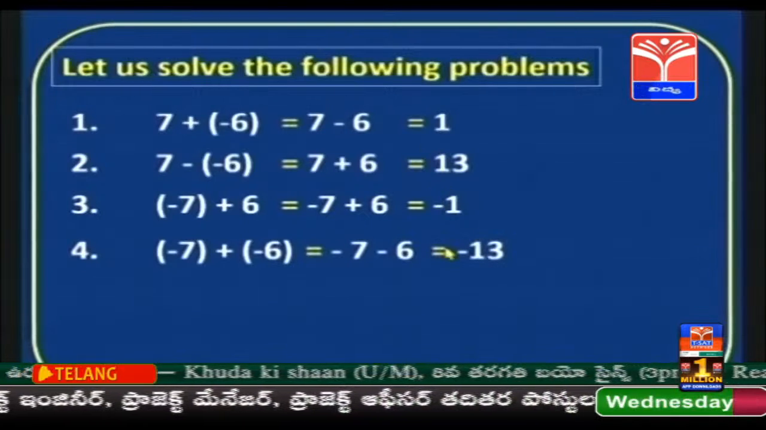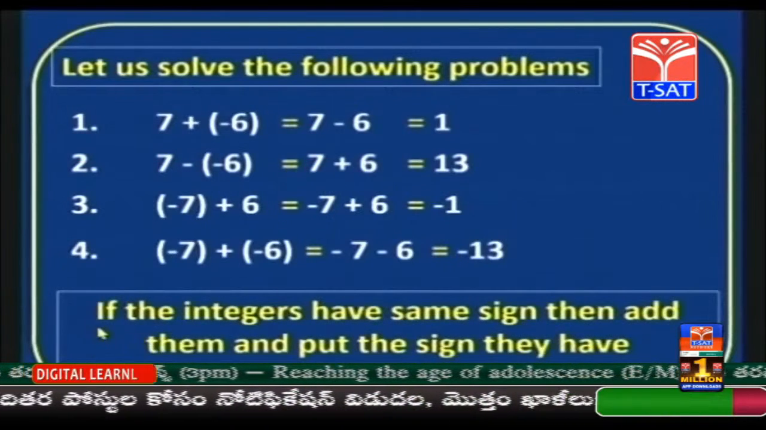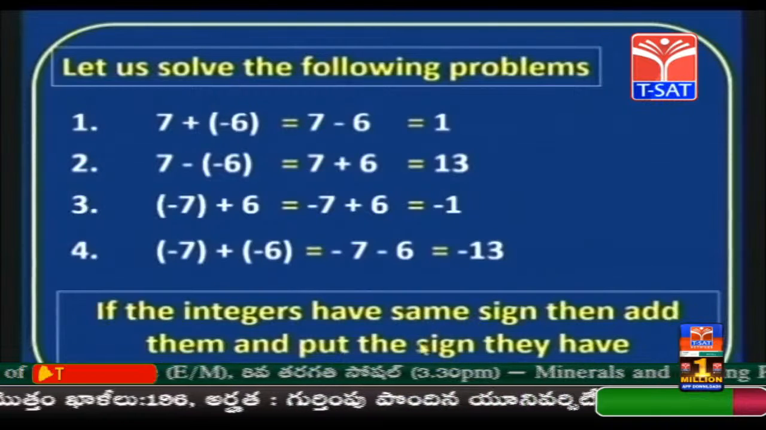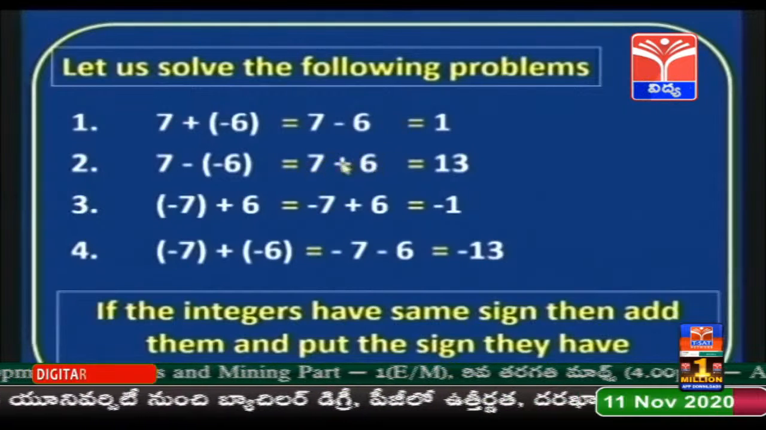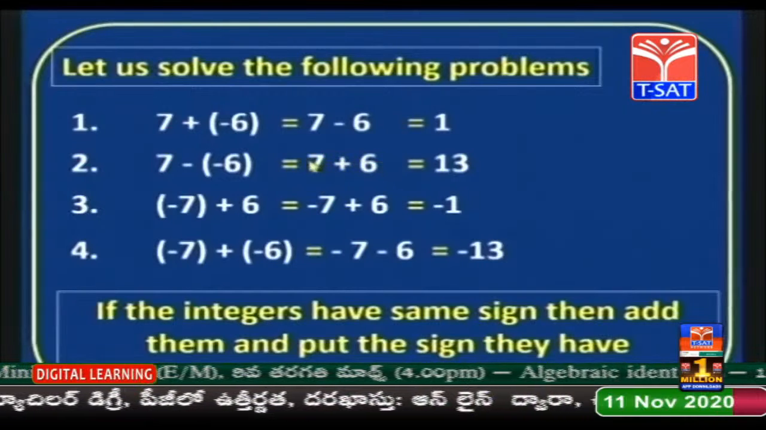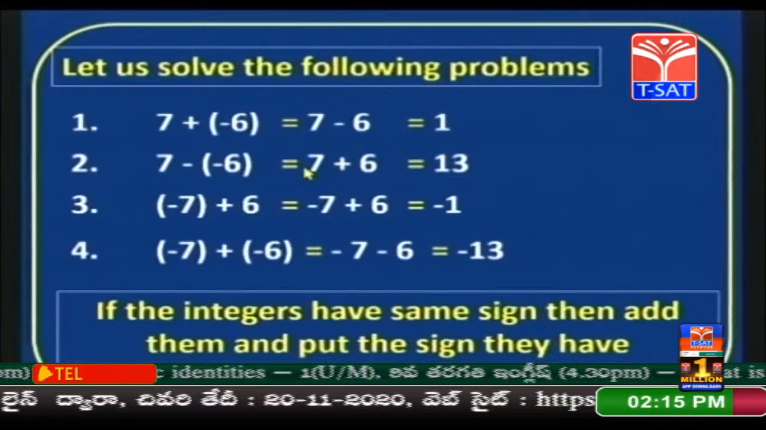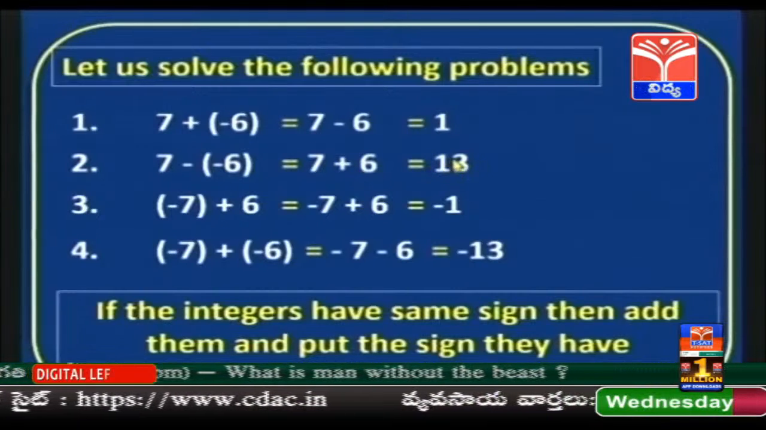How is it possible? Now I will explain. Children, try to understand this. If the integers have the same sign, then add them and put the sign they have. Children, you can observe the screen here. Both the integers are having plus sign. So what I have done? I have added them, and which sign they have? Plus sign. So I am taking it as plus 13 or simply 13.